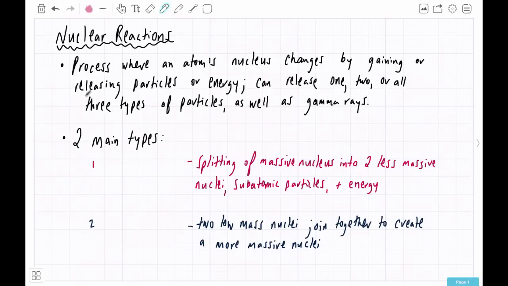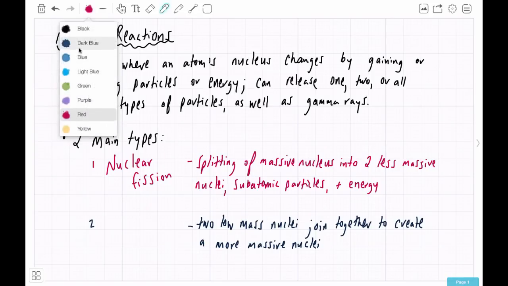There are two main types of nuclear reactions that we're going to be concerned with for this lesson. The first kind is known as nuclear fission. Nuclear fission is defined as the splitting of one massive nucleus into two less massive nuclei, as well as subatomic particles and a massive amount of energy.